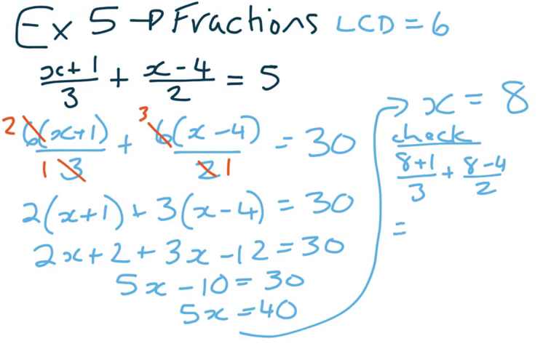So 9 divided by 3 is 3. And then 4 divided by 2 is 2. So that does give us 5. So yes, we know that 8 is correct.